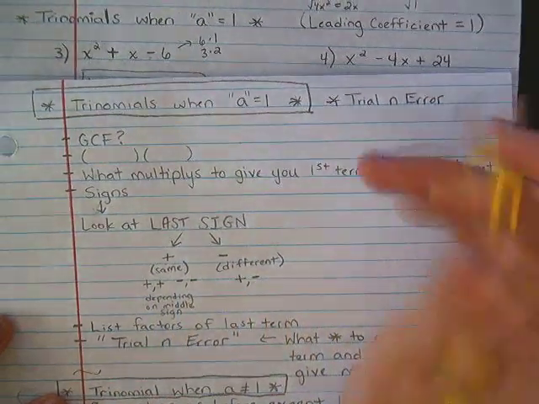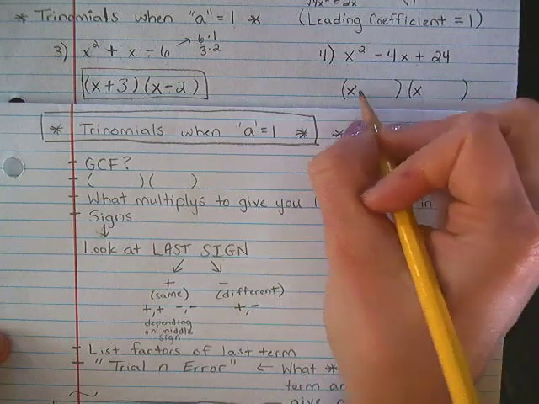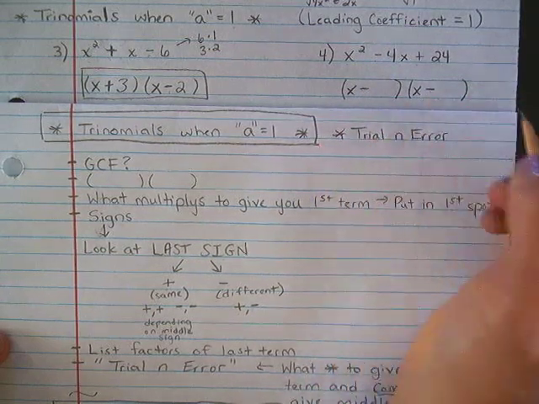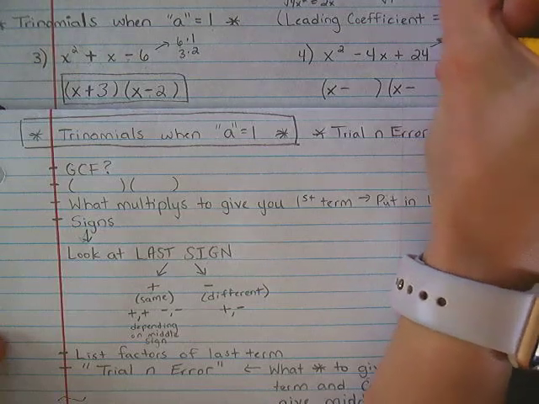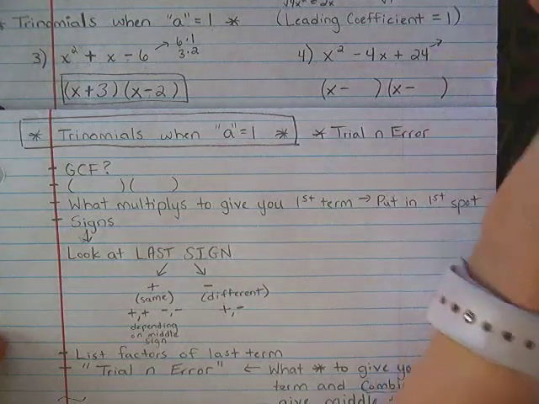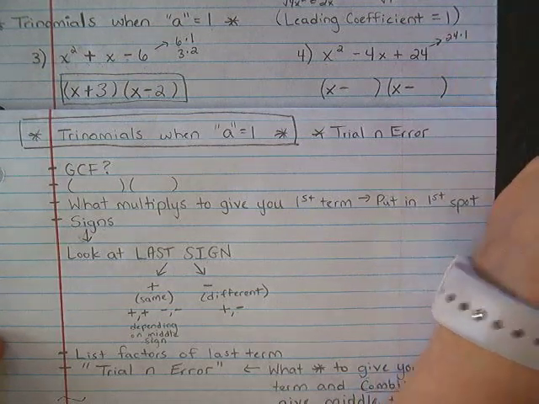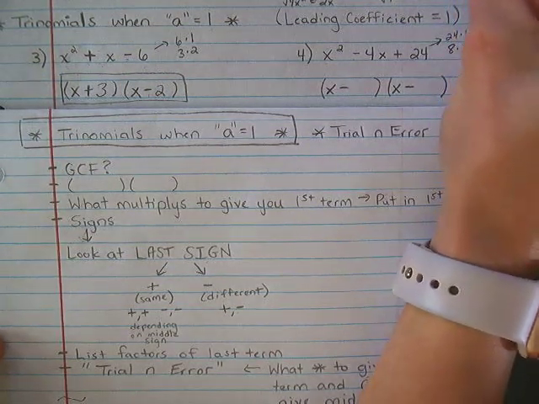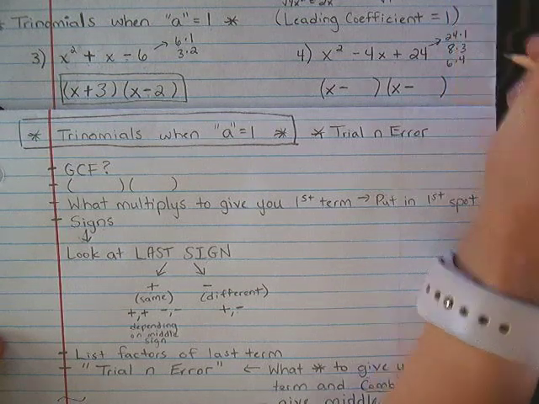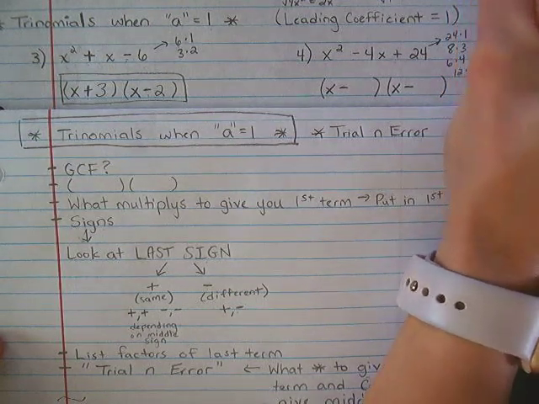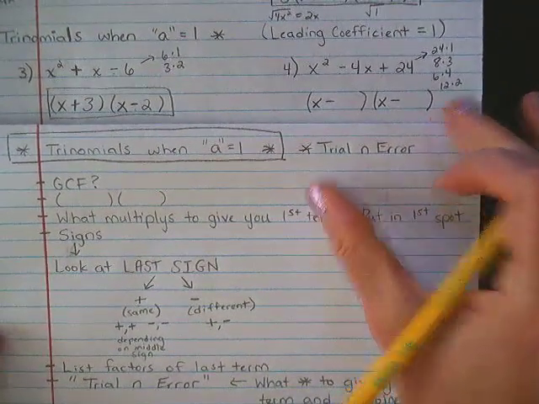So to figure out what they're both going to be, I look at the middle sign. So that means that they're both going to be negative. So you can go ahead and put them in there. And then you're going to go to the side and you're going to start listing out what multiplies to give you this term. So 24 times 1 will give me that. 8 times 3. 6 times 4, 12 times 2. And then if there's more, you could keep listing them.